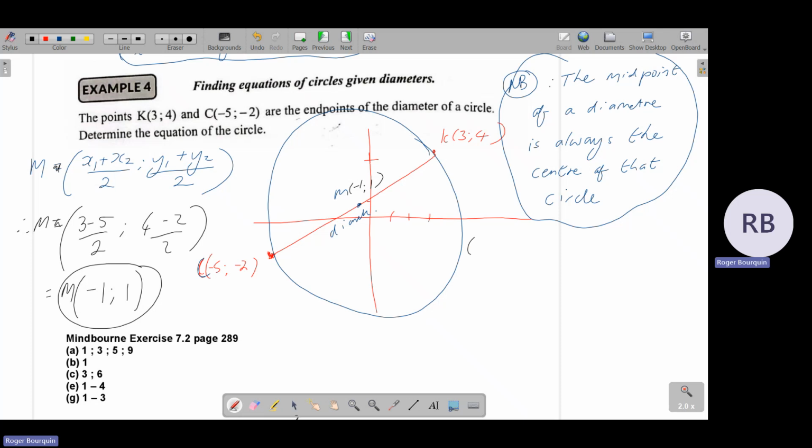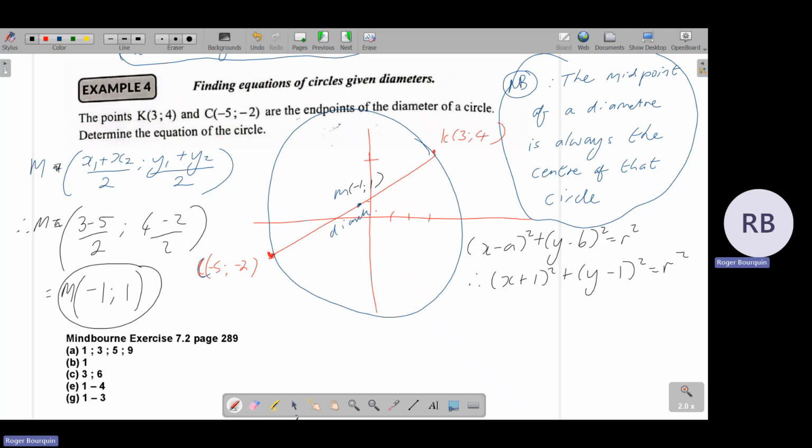Alright, so the general formula for the equation of a circle, please. The formula is (x minus a) squared plus (y minus b) squared equals r squared. Do we know a and b? Yes. That's going to become (x plus 1) squared plus (y minus 1) squared equals r squared. Now do I sub in (3, 4) or (-5, -2)? Either.